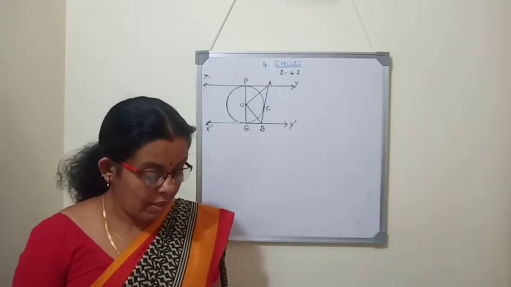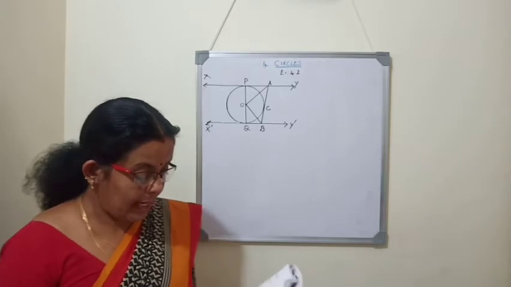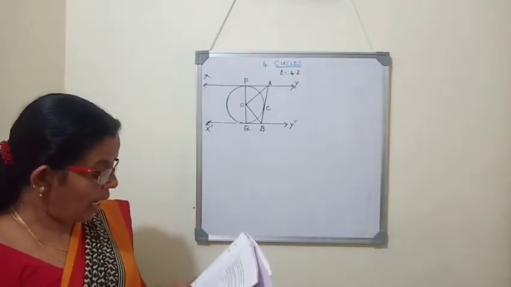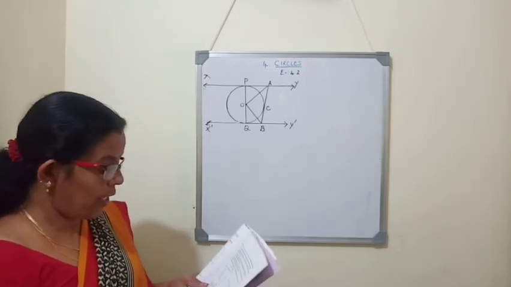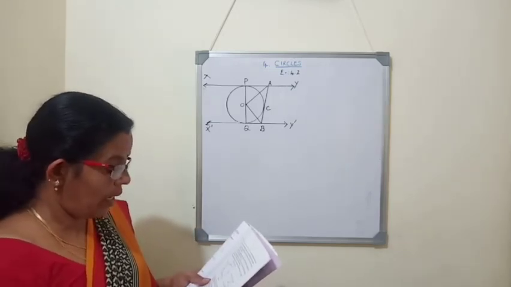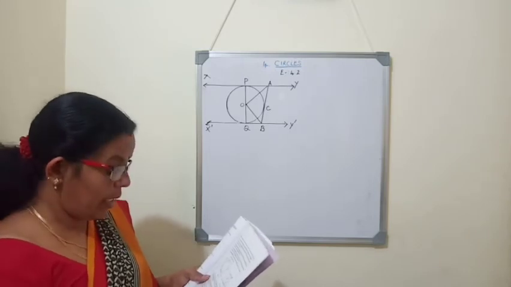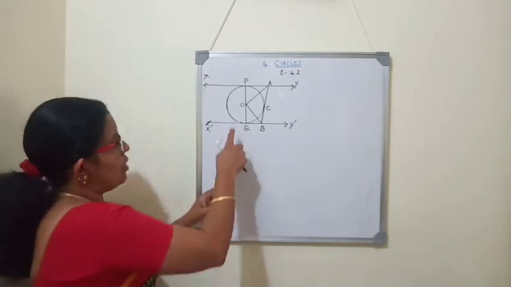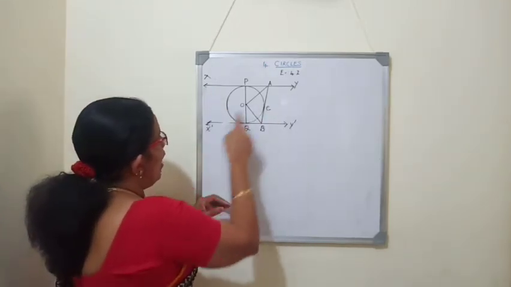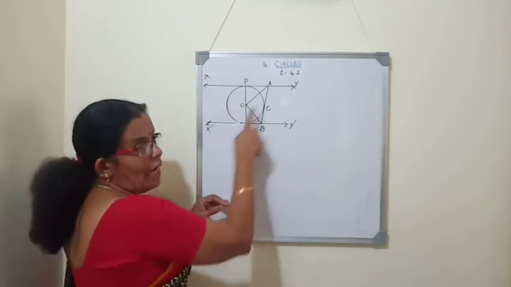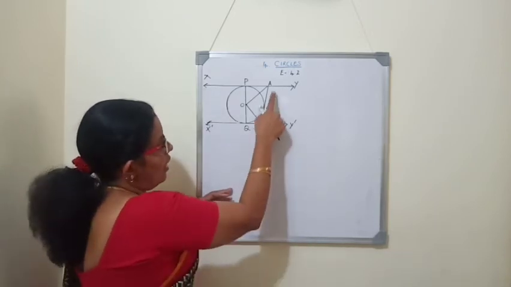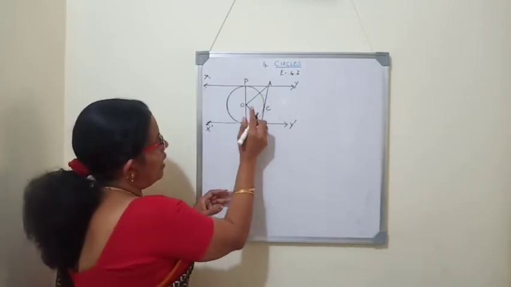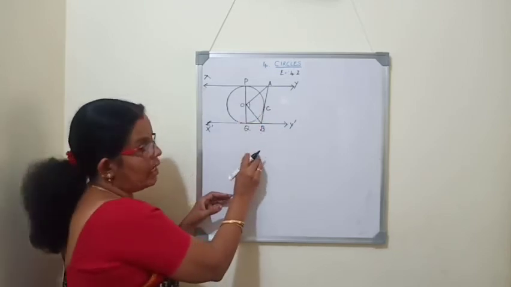Now question number 9. In the given figure, XY and X dash Y dash are two parallel tangents to a circle with center O, and another tangent AB with point of contact C intersecting XY and X dash Y dash at A and B. Prove that angle AOB equals 90 degrees. So here for this circle with center O, XY and X dash Y dash are two parallel tangents, and there is another tangent AB which is touching the circle at the point C. We wanted to prove that angle AOB is 90 degrees.